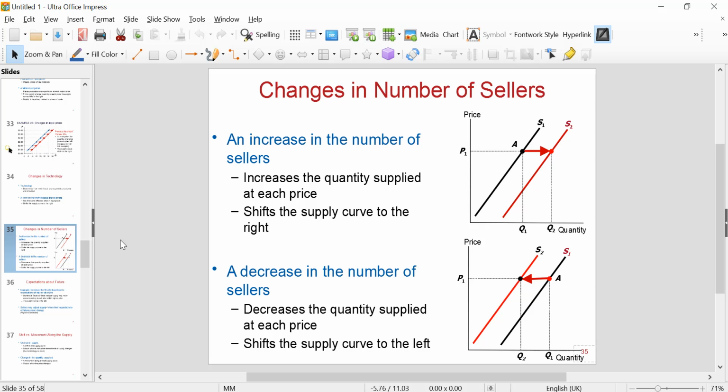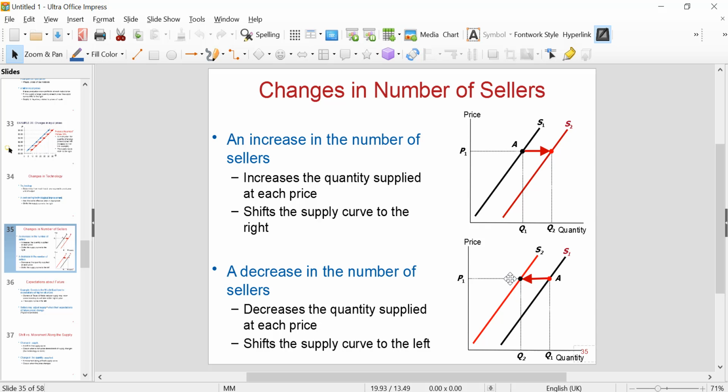So, the number of sellers also affects the supply curve. Remember, if production is profitable, then more suppliers may come into the market. As the number of sellers increases, there will be more supply of this good and service at the given price. So that's a shift to the right. However, if the number of sellers decreases, then obviously supply disappears from the market, and as a result, there's a shift to the left. So less is supplied at the given price.